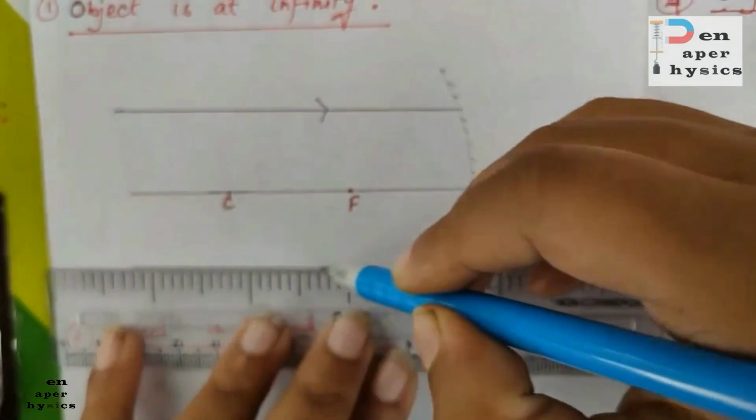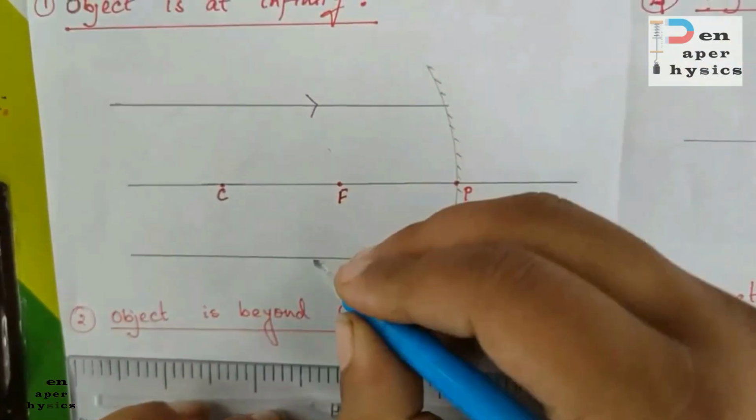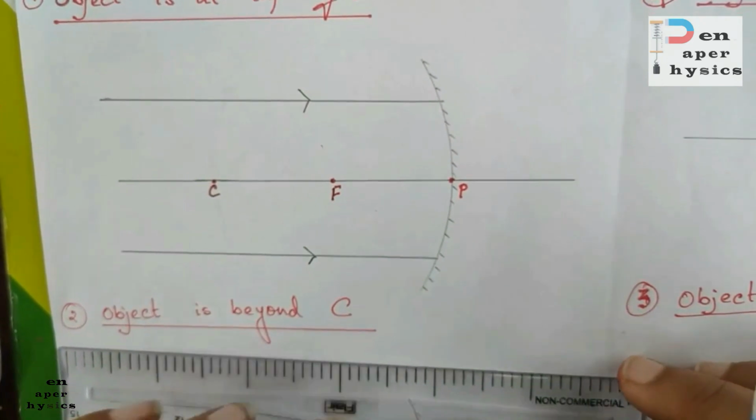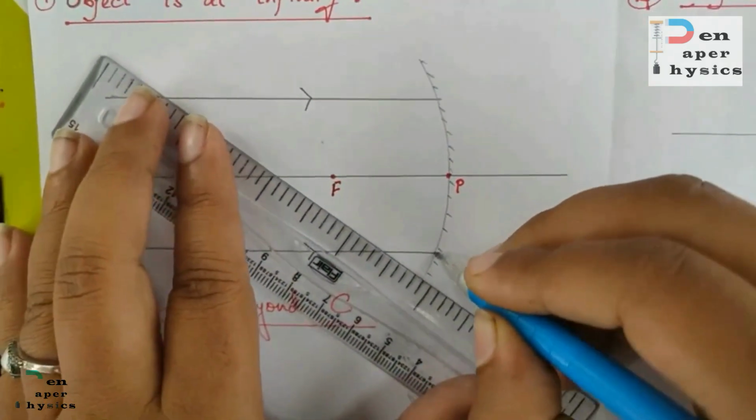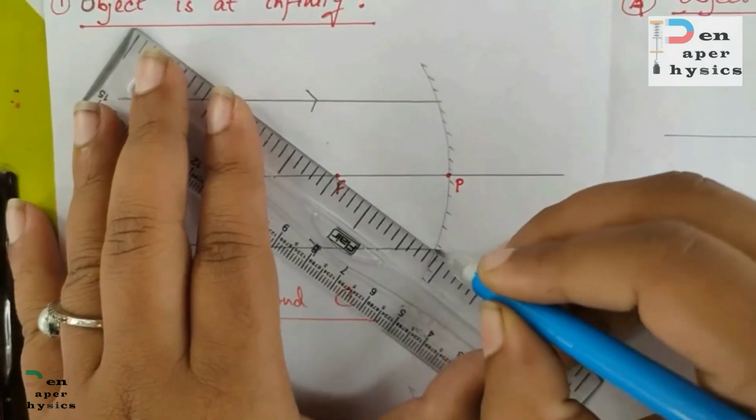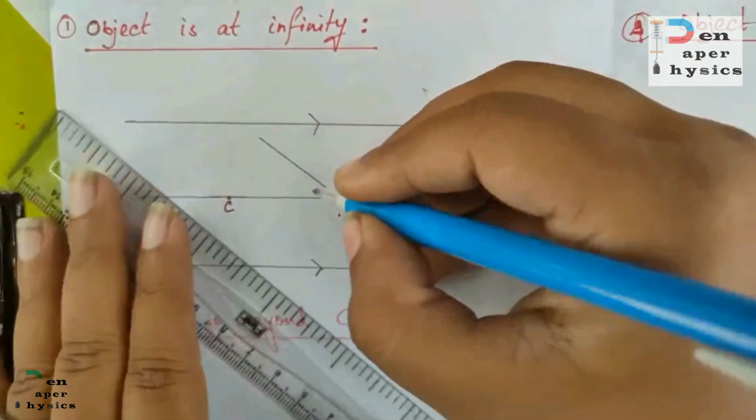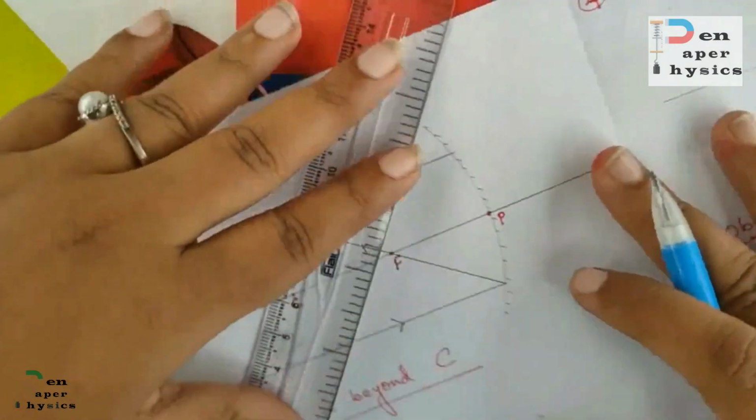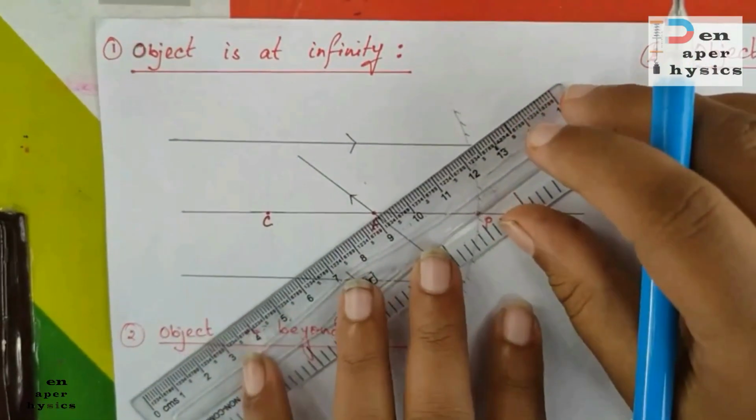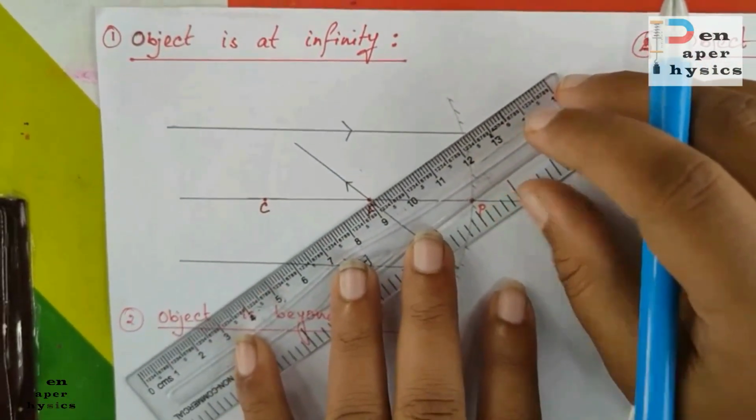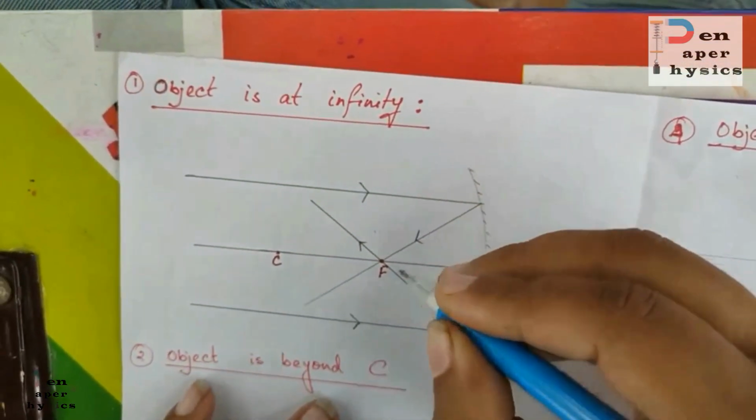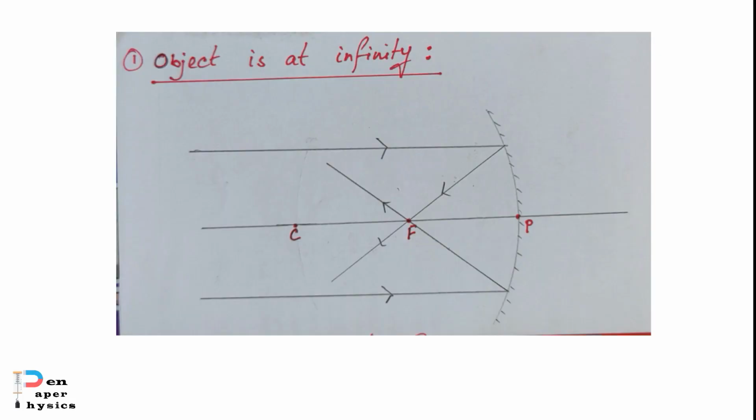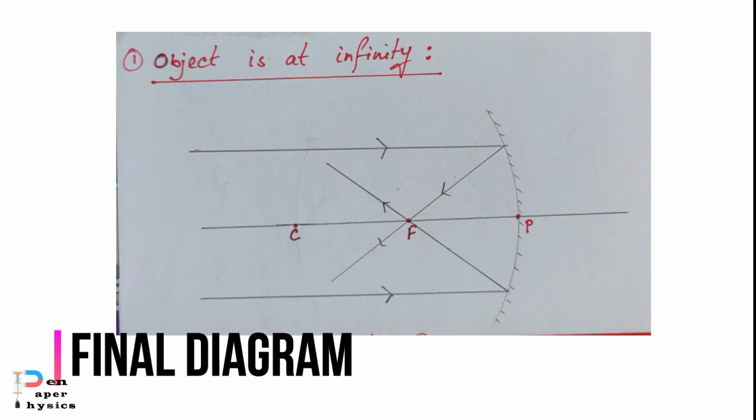Don't forget to mark the arrows showing the proper path of the light ray. Now since we know that the image is going to form at the focus, we will join the points of incidence with the focus and complete our ray diagram. So here is your final diagram.